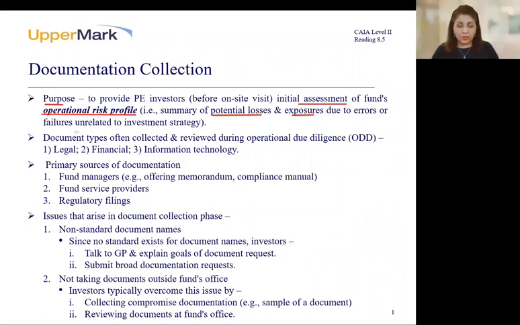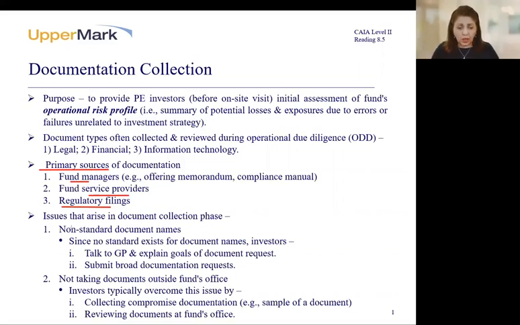Now, in terms of the different types of documents that are collected, they can be broken down into three categories. The first are legal documents, then financial documents, and then finally IT, information technology. And then who are these documents collected from? So the key sources of these documents are the fund managers themselves, the service providers that work for the particular fund, and then obviously any regulatory filings as well. So that's where a lot of that information and those documents will come from.